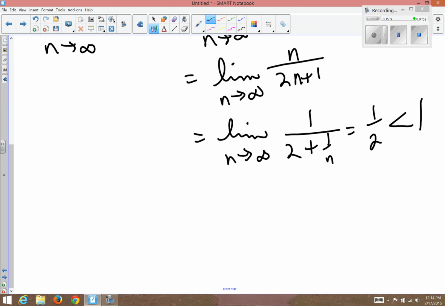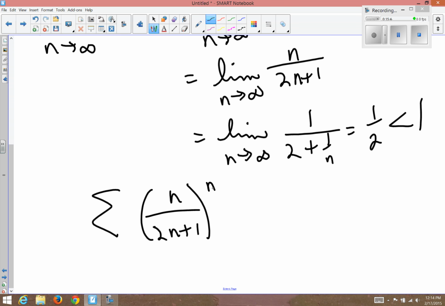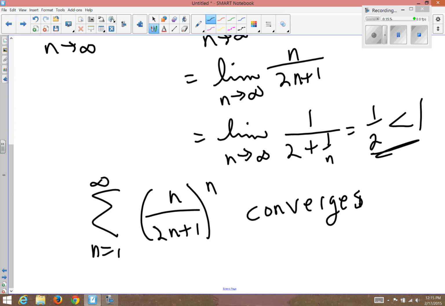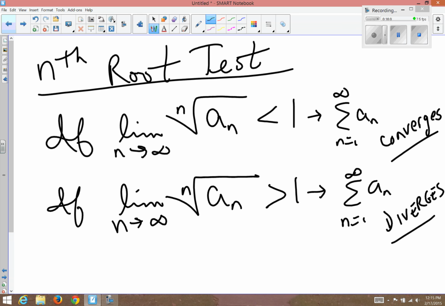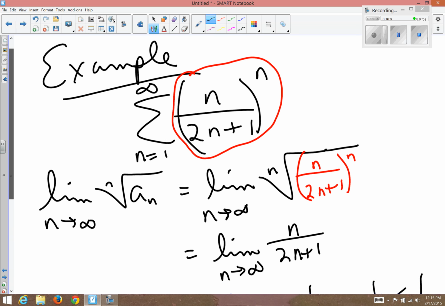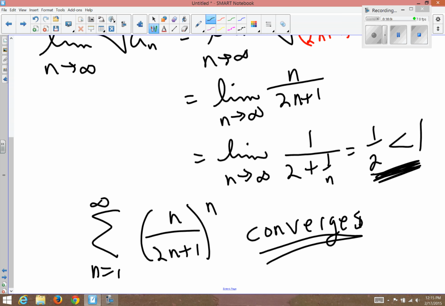So similar to the ratio test, we're going to say the series sigma of (n/(2n+1))^n converges. I said similar to the ratio test because of this, but this is not the ratio test, this is the nth root test. This series converges by the nth root test.